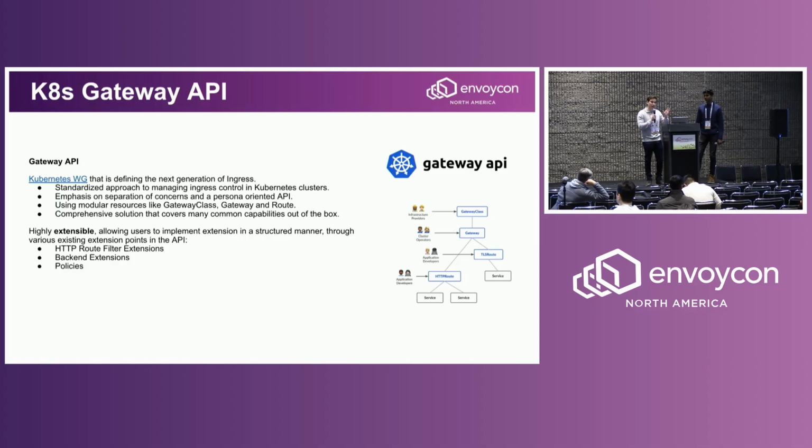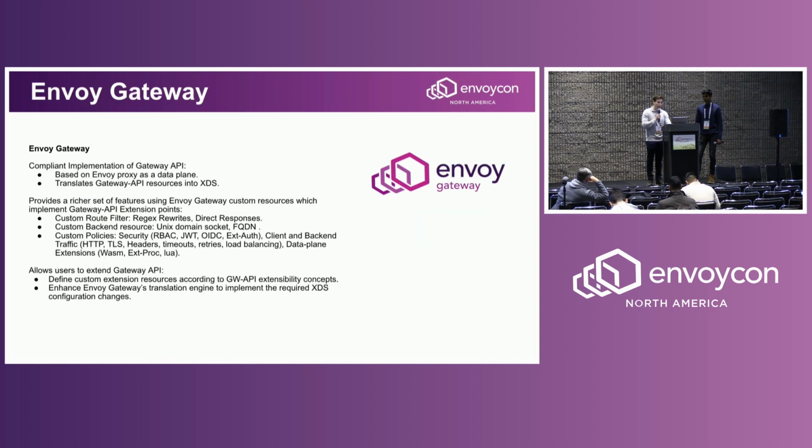And while it is very comprehensive and provides a lot of functionality out of the box, it's also very extensible. Gateway API has several extension points that are already part of the API itself, allowing users and implementations to extend Gateway API beyond what's currently supported in the API itself. Envoy Gateway is first and foremost an implementation of Gateway API. So that means that Envoy Gateway translates Gateway API resources into XDS. It uses Envoy as its data plane.